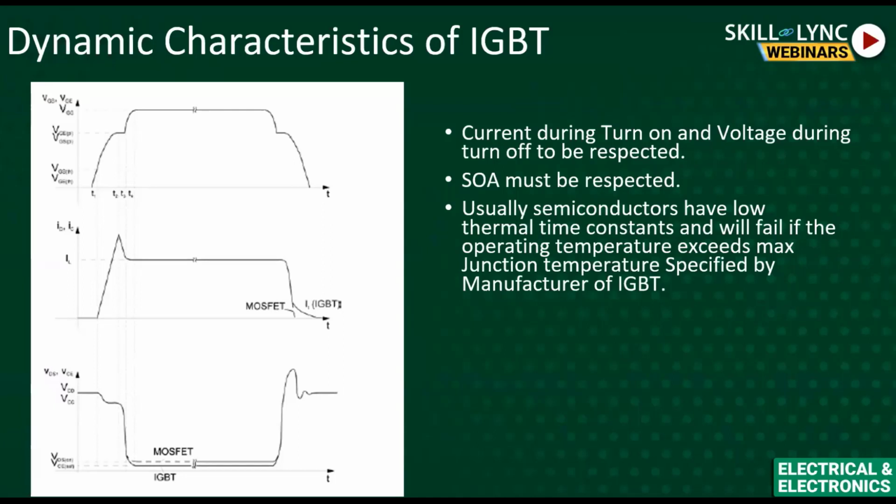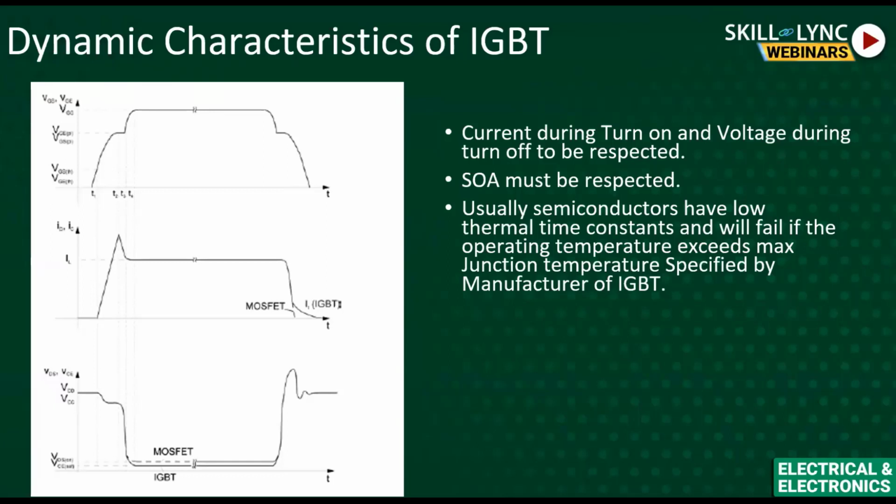So the safe operating area must be respected. This is nothing but the safe operating area. What we discussed before is the safe operating area. You must not cross the currents and voltages at any given point of time, as indicated by the manufacturer, right? In addition, there are short circuit characteristics which I am not discussing at this point of time.